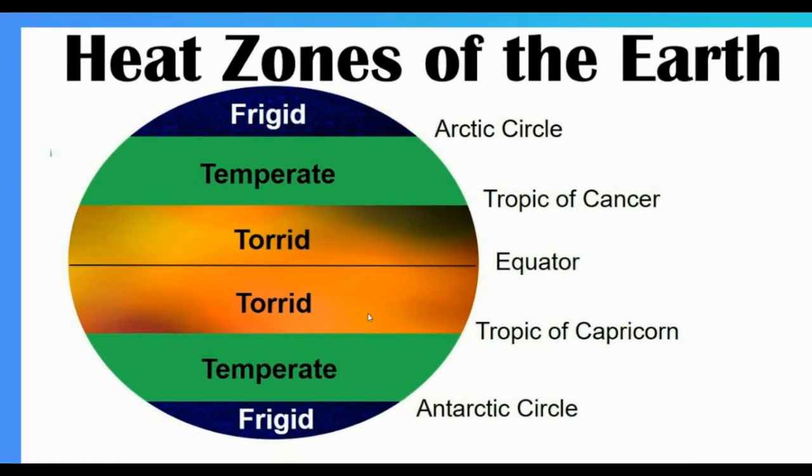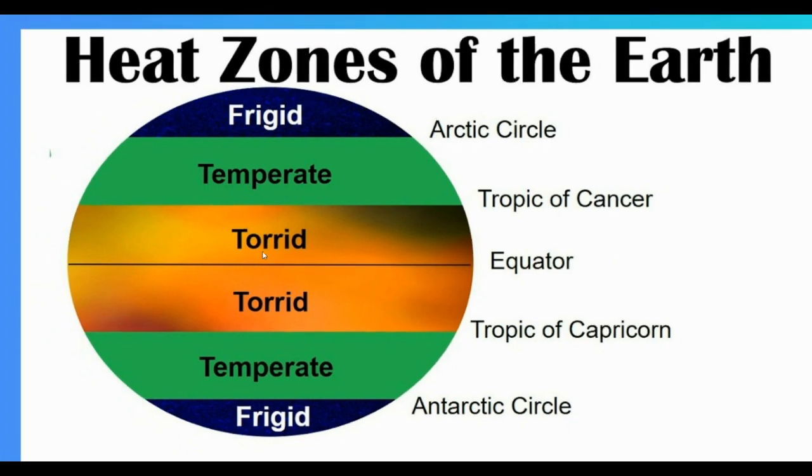With the help of this diagram, you'll be able to understand the three heat zones on the Earth. The middle area which you see on the Earth colored with yellow and brown is the torrid zone, which is very hot and humid throughout the year. It starts from the equator to the Tropic of Capricorn and then again the equator to the Tropic of Cancer.